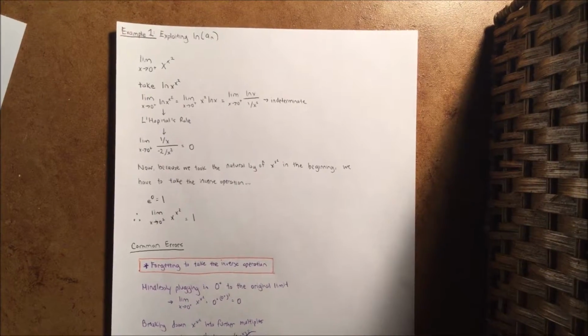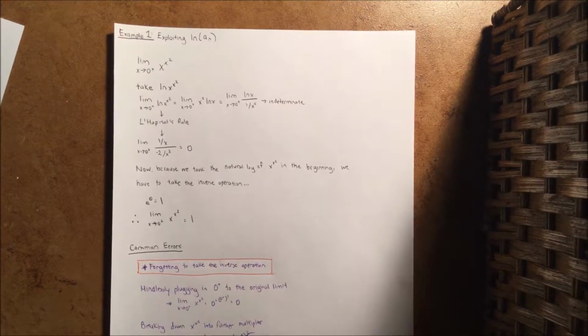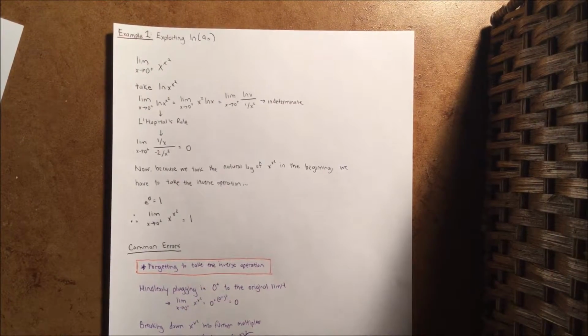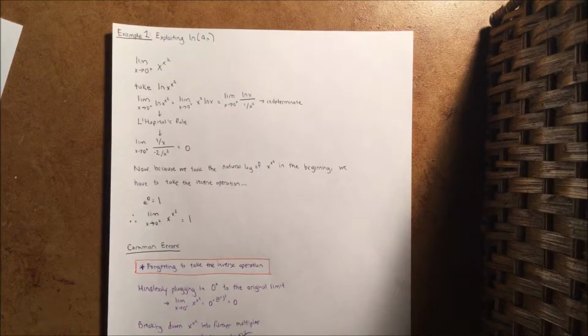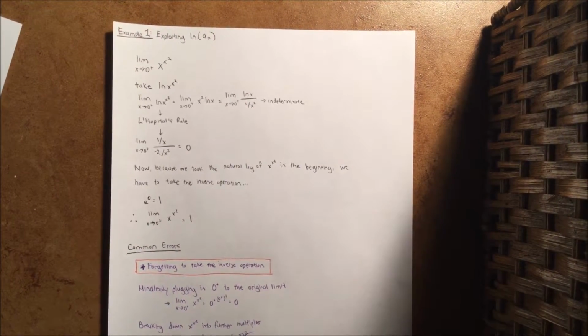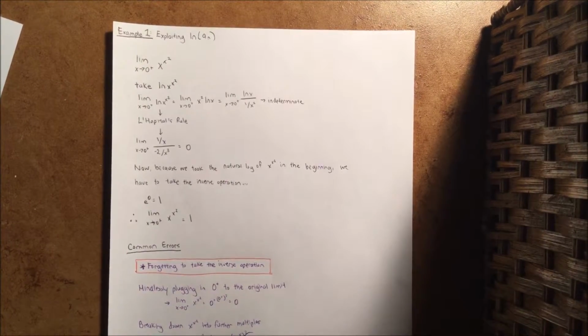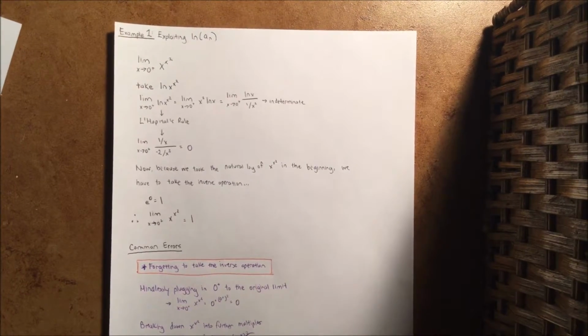Now, here we can apply L'Hopital's rule in order to get the limit as x approaches 0 from the right of 1 over x divided by minus 2 over x cubed, which, if we plug in 0, we can see equals 0. Now, because we took the natural log of x to the x squared in the very beginning of the problem, we need to take the inverse operation in order to find our real answer. In this case, since the limit of our natural log was 0, we take e to the 0th power, which is equal to 1. So therefore, that is our answer.